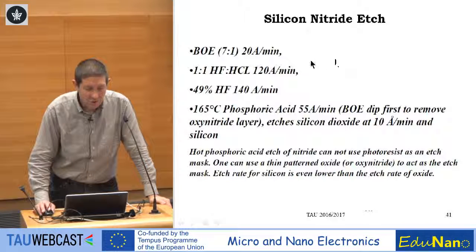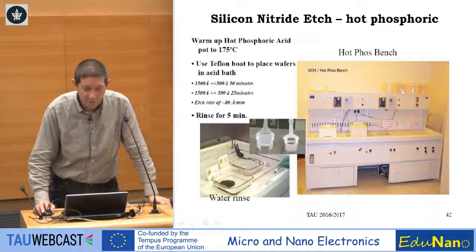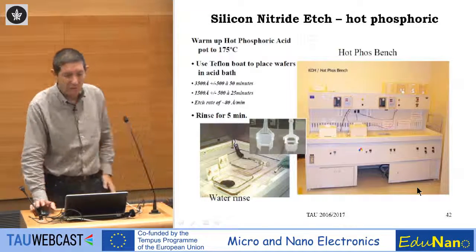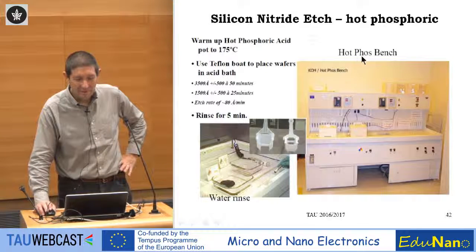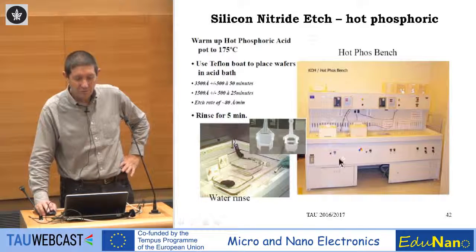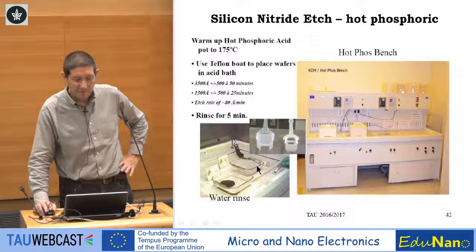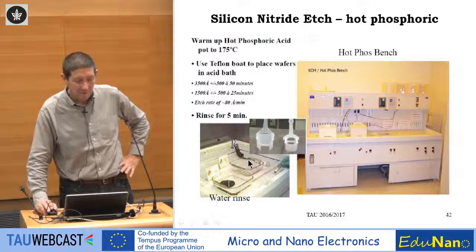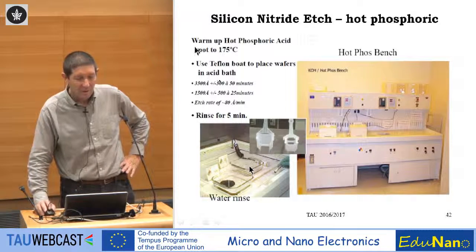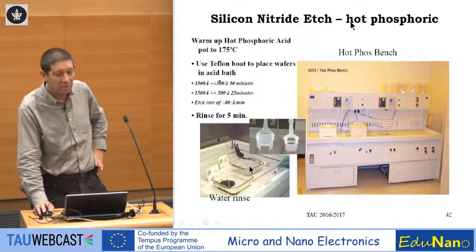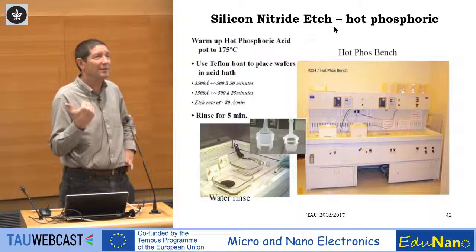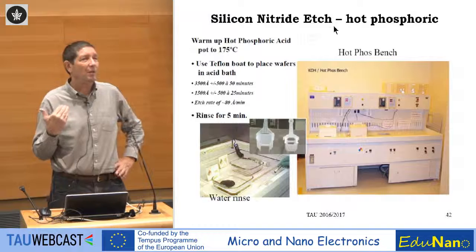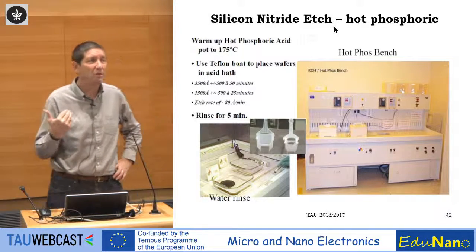Silicon nitride etch, we discussed it before. Now if you want to go for more professional systems, this is a hot phosphoric bench. By the way, you have here a bath, you put the wafers inside the holder, you dip them inside the hot bath. For example, to remove silicon nitride, which is a very common material in MEMS, or it was used a lot in the past in silicon manufacturing, when people used the LOCOS process, the local oxidation process.